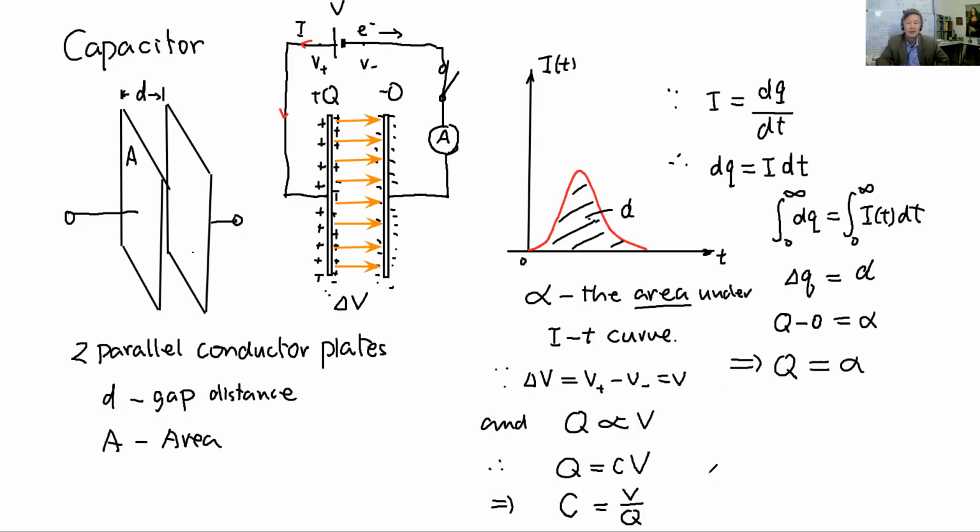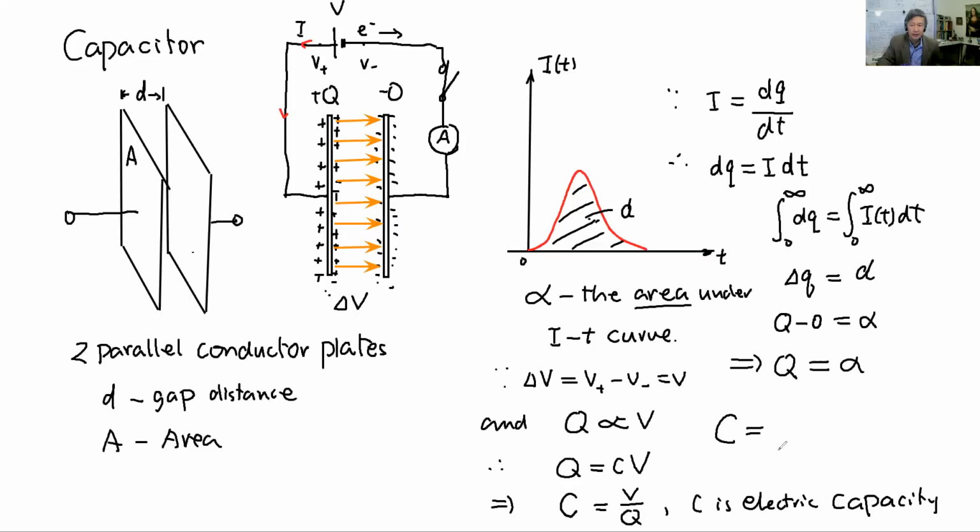So C is called the electrical capacitance. It's charge over voltage. This C will obviously be determined by the physical dimensions of the capacitor.